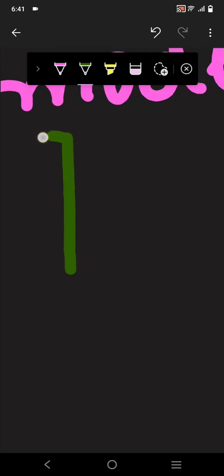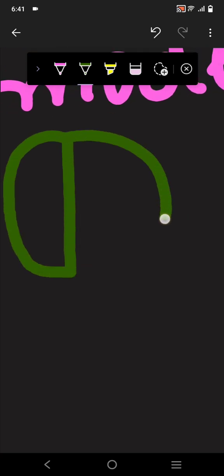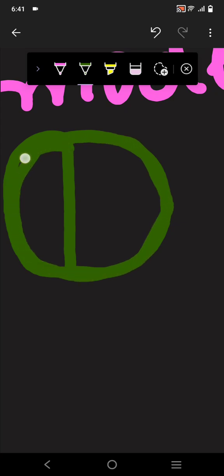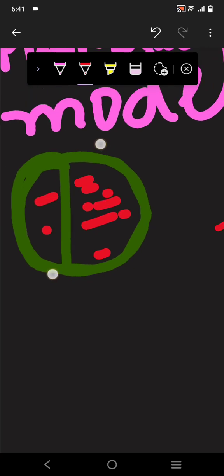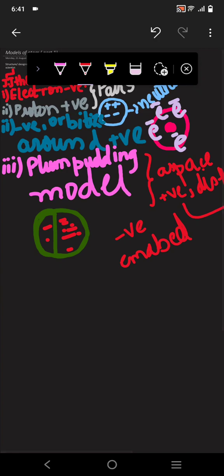This is our watermelon, and we know that watermelon have seeds. All right, so here we make the negative charge. What is embedded inside? The positive, right? That is why it was said by J.J. Thomson that electrons are embedded into protons. All right, now it was only given, this was only a theory.